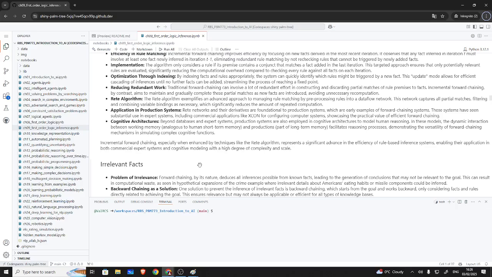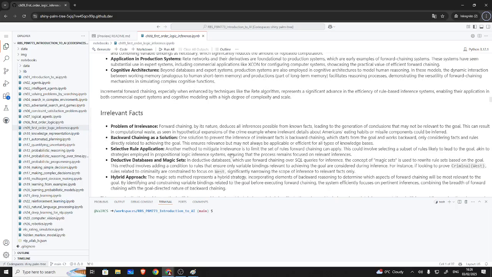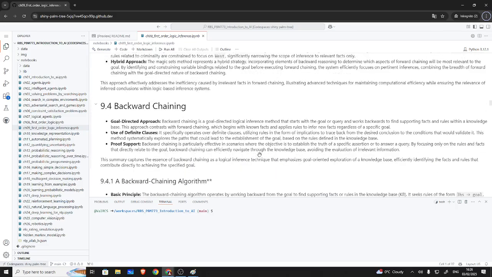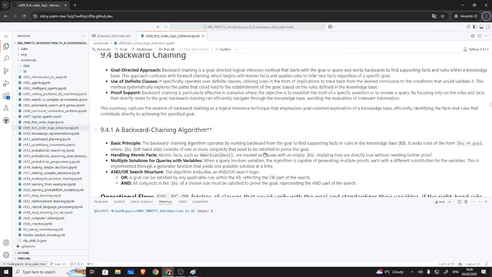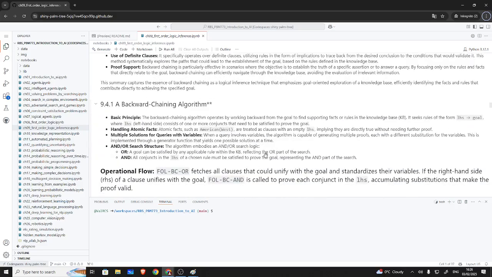I mentioned irrelevant facts. The book mentions that that's a big problem, a huge computational waste. So backward chaining is the solution, a goal-directed approach. You check all clauses that could unify with the goal. Now, let me see if I can find the third method. We'll get to that today, hopefully.